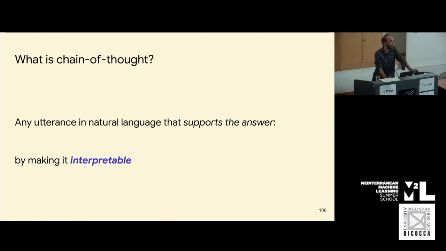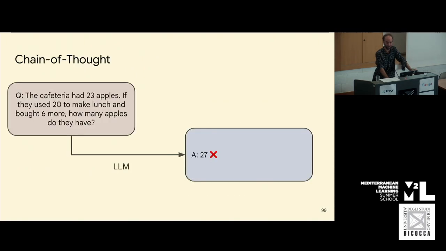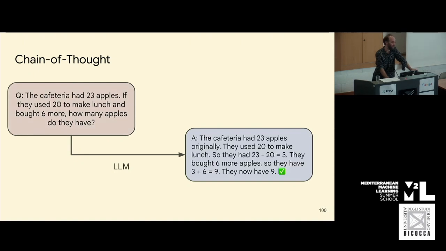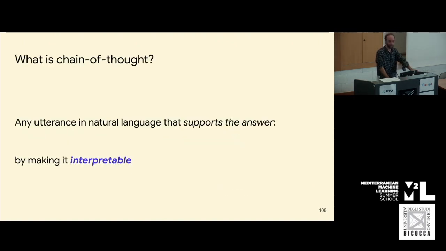The second is by making it interpretable. So, you know, this answer was uninterpretable, like why 27? Where does that come from? I mean, I cannot check it. I don't really know. Here we know, maybe. There's a huge debate of whether these are really revealing the inner workings of the LLM, but there is some sense that it's slightly more interpretable. So it can make it more interpretable.